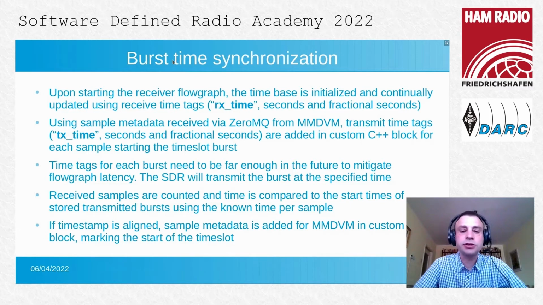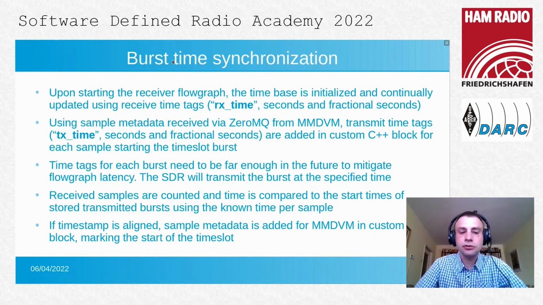Time tags for each burst need to be far enough in the future to mitigate the GNU Radio flow graph latency, because this latency is not deterministic. So we need to set it far enough in the future that the latency won't affect the time, and the samples will not be dropped by the FPGA. The software-defined radio will then transmit the burst at the exact specified time.